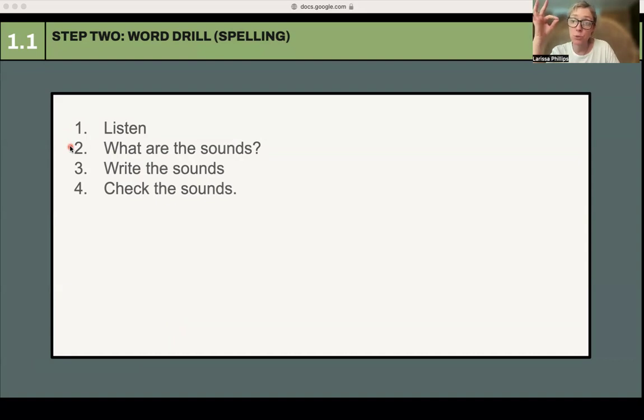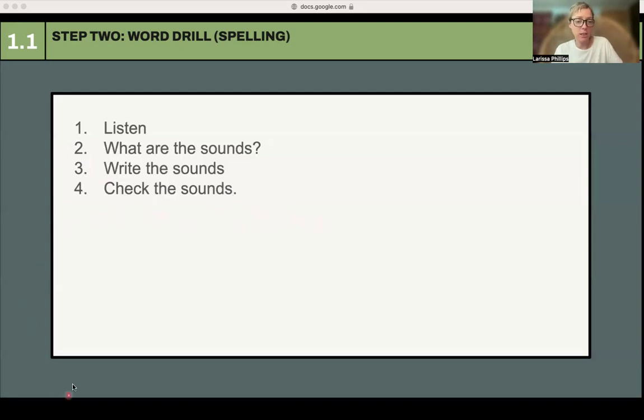The first sound is r. You can even tap it out on your fingers. R, ah, mm. Those are the 3 sounds. So if you can break those sounds apart, you can figure out the spelling. Then I want you to write the sounds, r, ah, mm, and then check what you've written. Read it back to yourself. Ram. Okay.